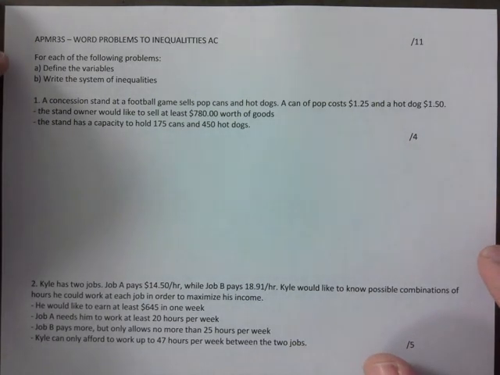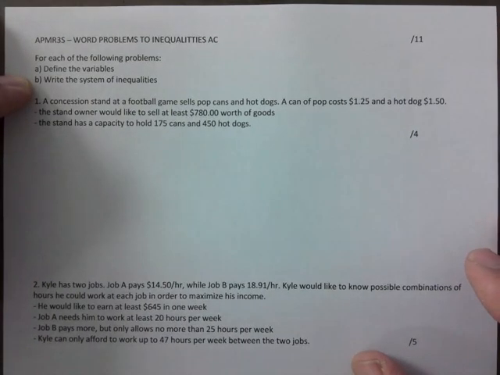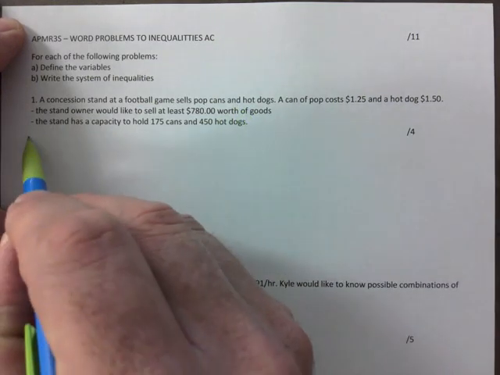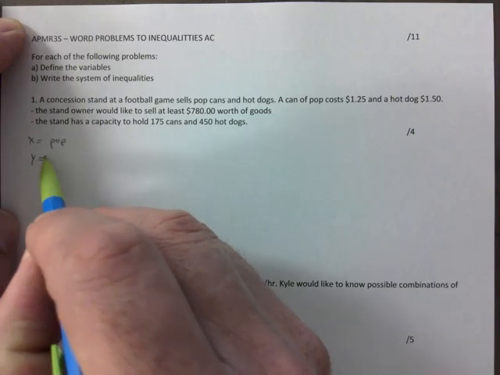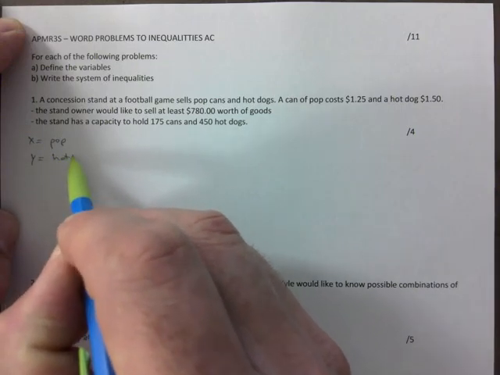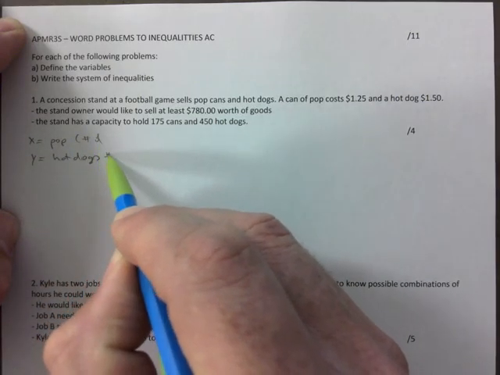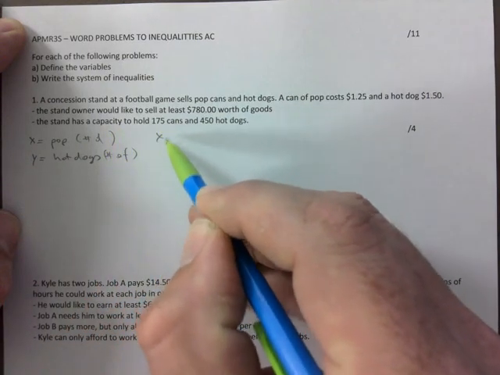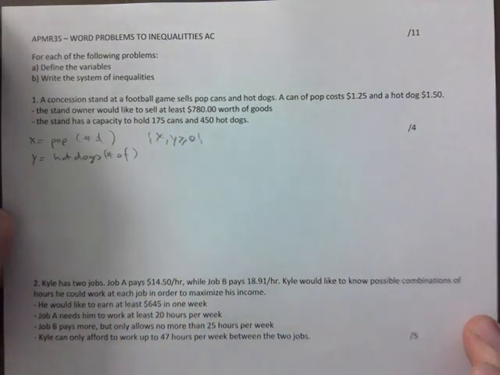Okay, so for each of the following, define the variables and write the system of inequalities. So let's see, a concession stand at a football game sells pop cans and hot dogs. So why don't we start with that? And this is both number of, and if you're not sure, just do this anyways. So just put that down every time and you're safe.